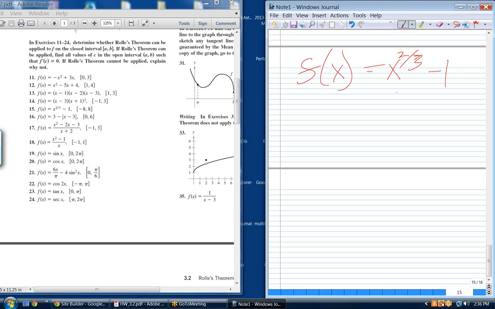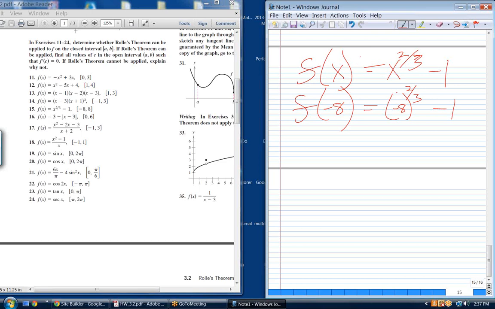Does Rolle's theorem apply on 15? I think so. Well, what is f of negative 8? The first test for Rolle's theorem is, does f of negative 8 equal f of positive 8? Let me pull up my calculator. Actually, do this one by hand. What is negative 8 to the 2/3 power?